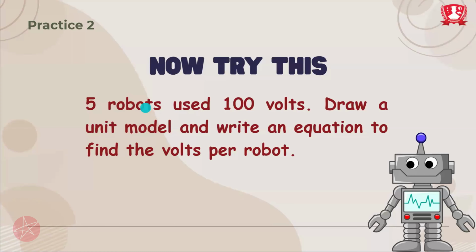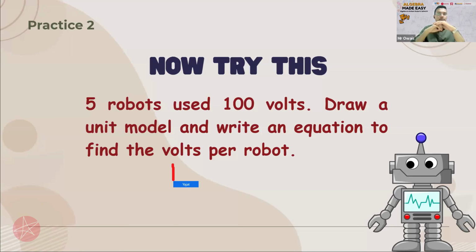It says 5 robots used 100 volts. Do you guys know what volts is? Yes, it's something to do with electricity, right? Volts is a unit. So how many volts is each robot using? That is going to be our goal. What we do know is 5 robots used 100 volts, and we're going to assume that each robot used an equal amount. So we're supposed to do 100 divided by 5.